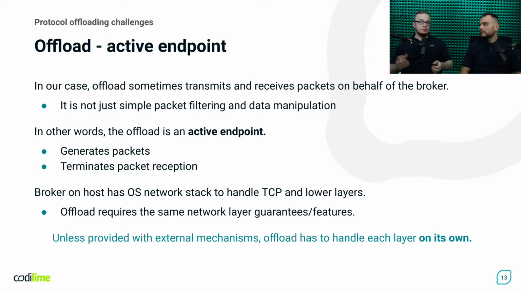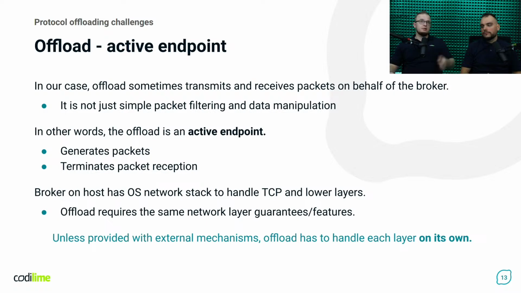For the same thing, the broker is also an active endpoint, so it's going to generate and terminate its own reception of its own packets. But it has the host operating system network stack to handle all the lower layers beneath the MQTT. Since the offload is also an active endpoint, it's going to require the same network layer guarantees and features that the broker is using. And unless those mechanisms are provided to the offload by some external mechanism, let's say an engine or FPGA mechanism, and so on, the offload has to implement and handle all of these layers on its own.